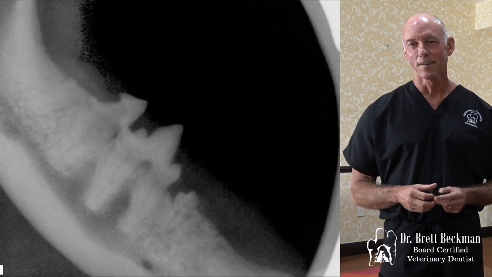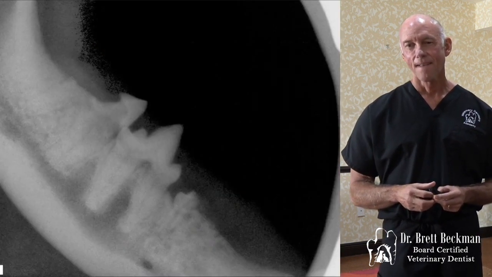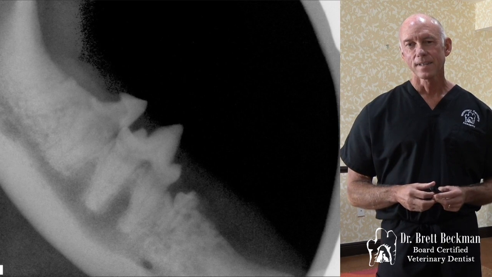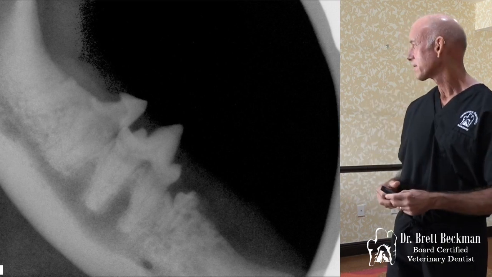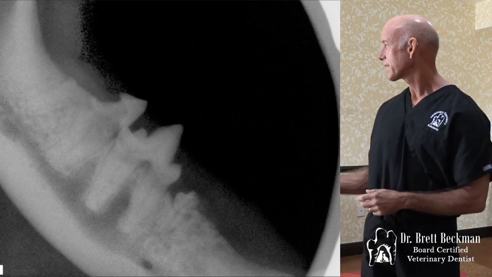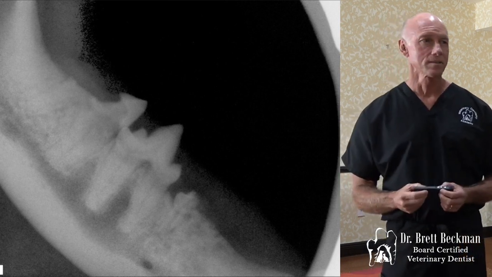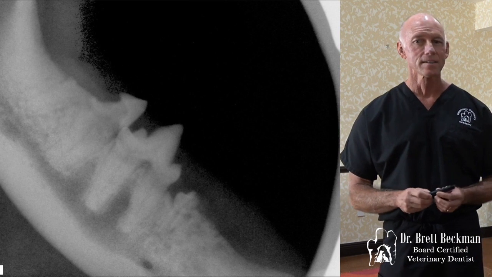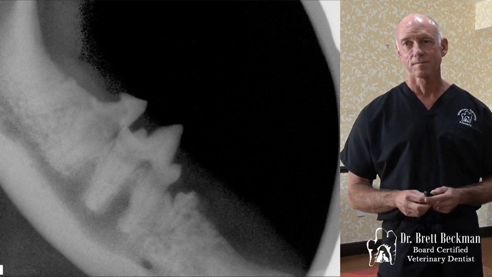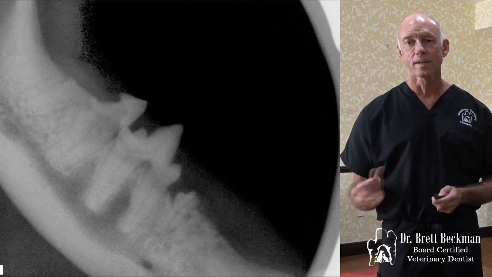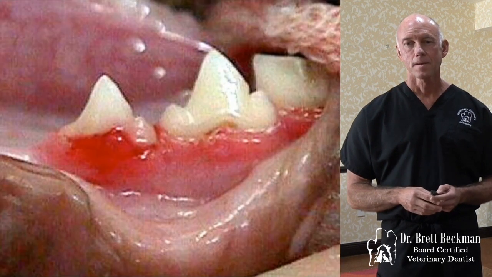So there is the radiograph, and you've got significant crown destruction, but you can still see a faint periodontal ligament space around both those teeth. So that's an extraction. And we'll talk about type 1 and type 2 here.